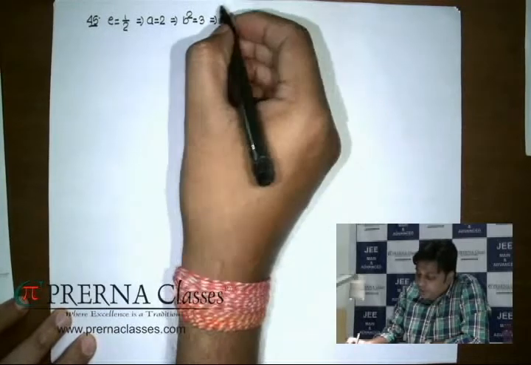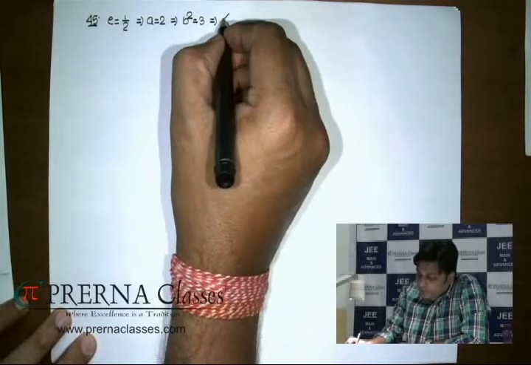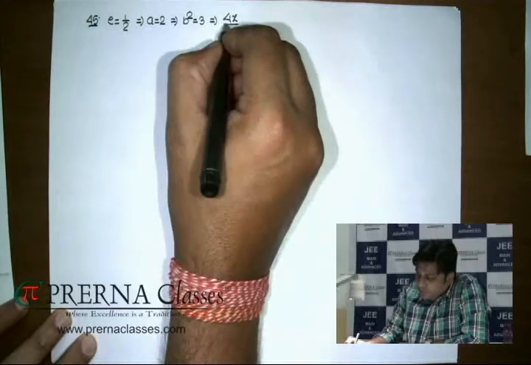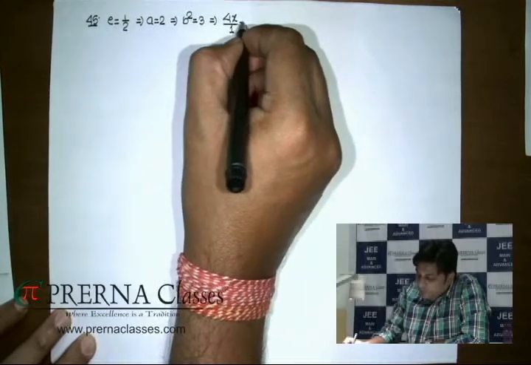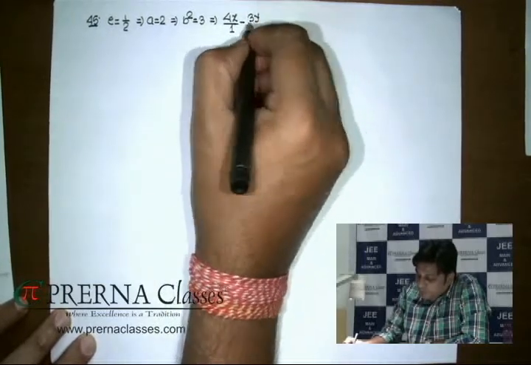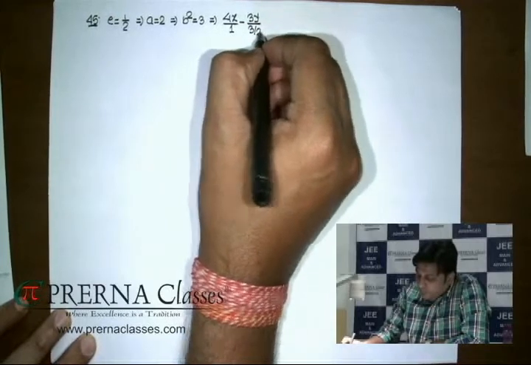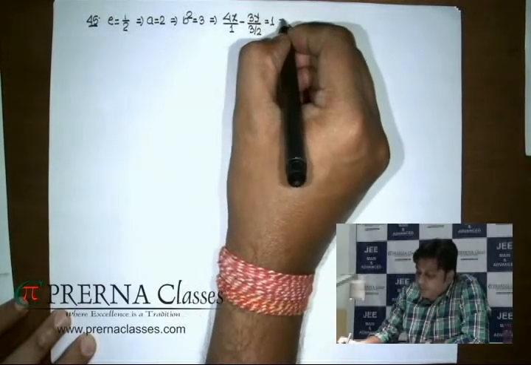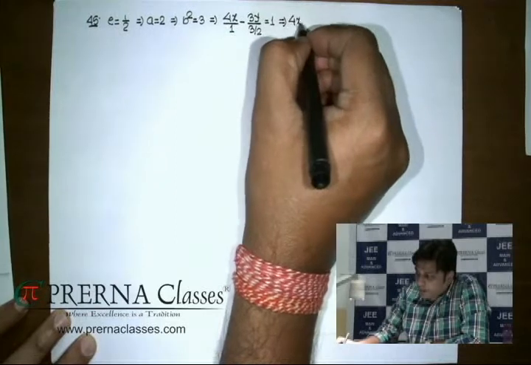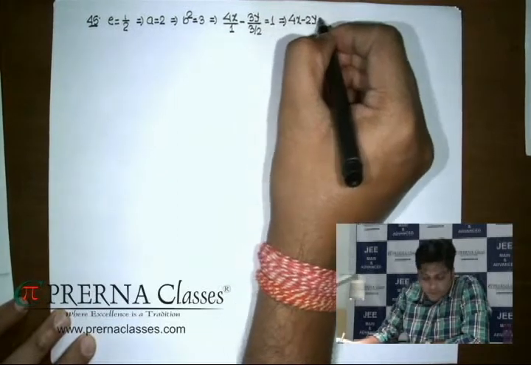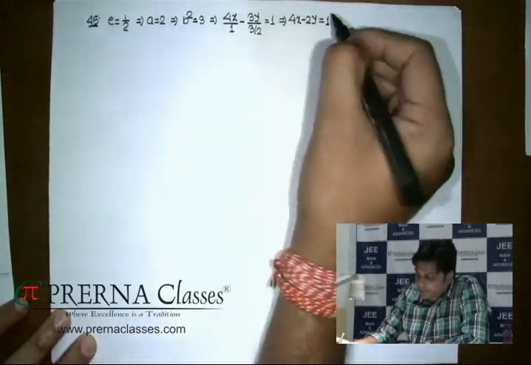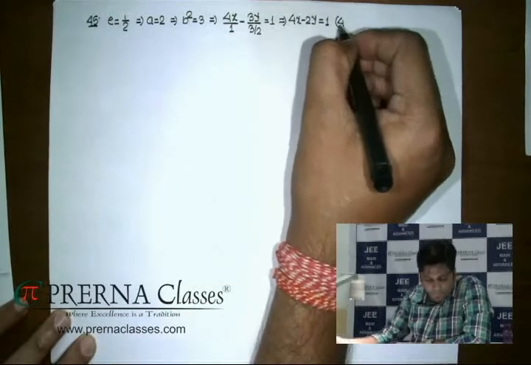Its equation is going to be this much, which is equivalent to 4x minus 2y equals 1. The correct answer is option number 4.